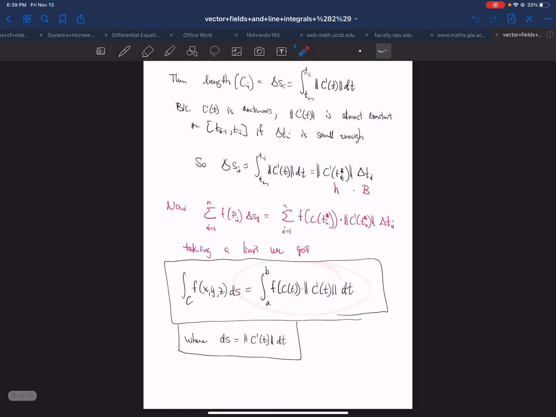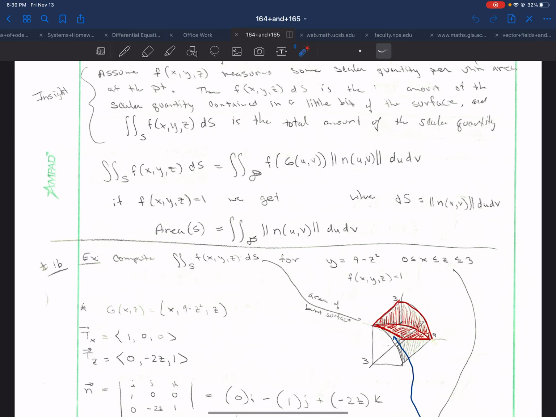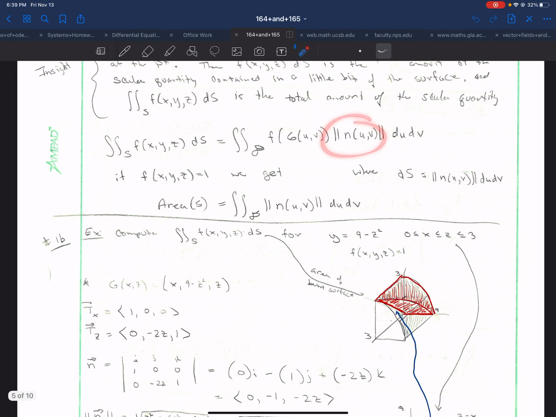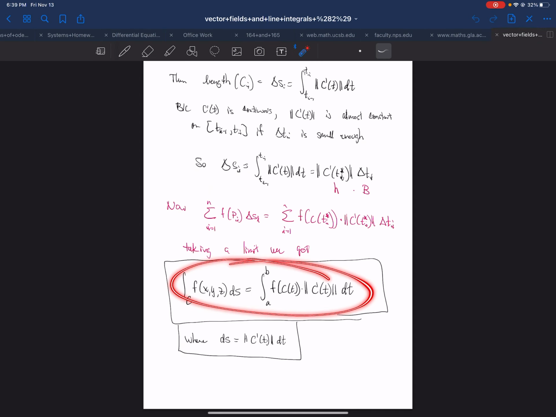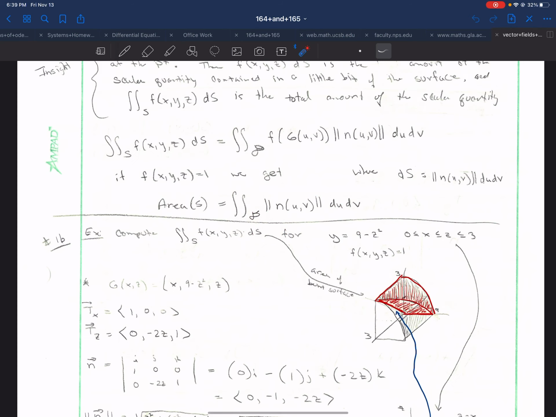So instead of multiplying by a magnitude of a tangent vector, we're going to multiply by a magnitude of a normal vector. This is very, very similar to exactly this here. It follows the same pattern. It's just this was down a dimension, and to get to surface integrals, we have to go up a dimension. Now, let me show you how this works with an example, okay?